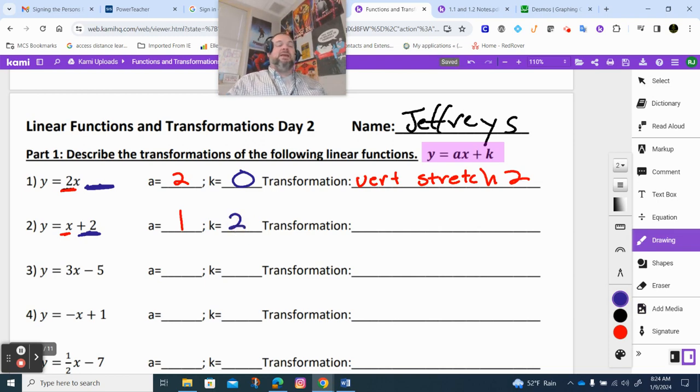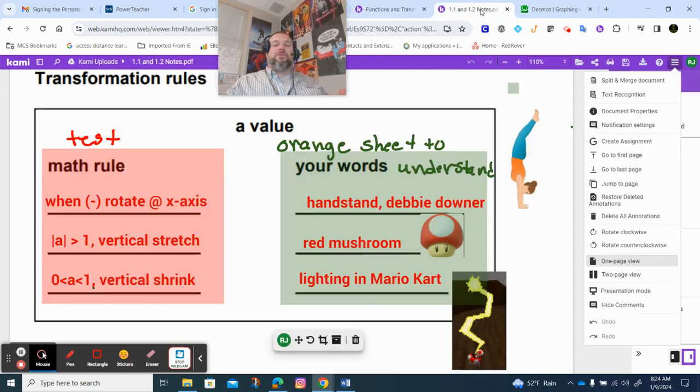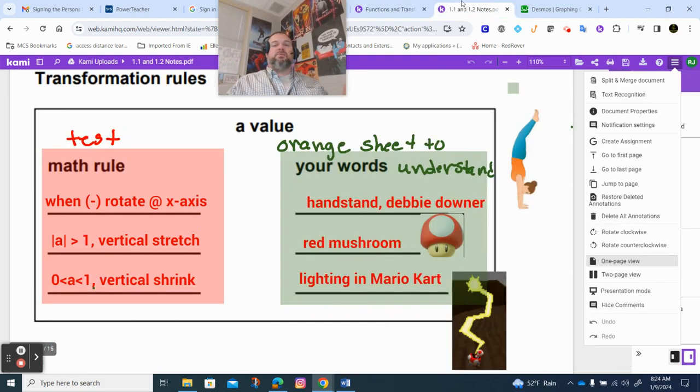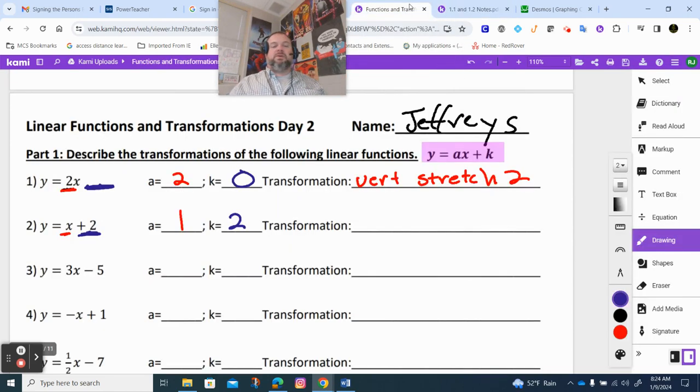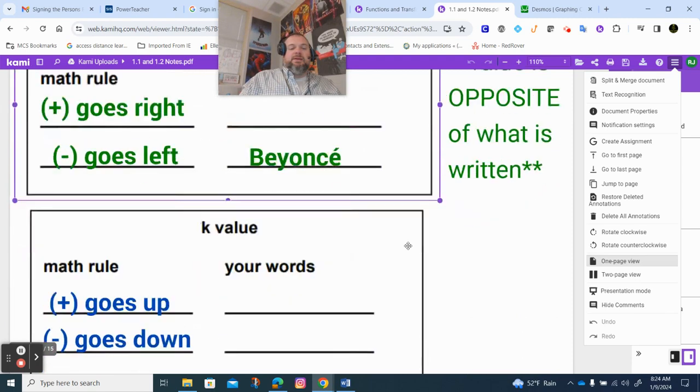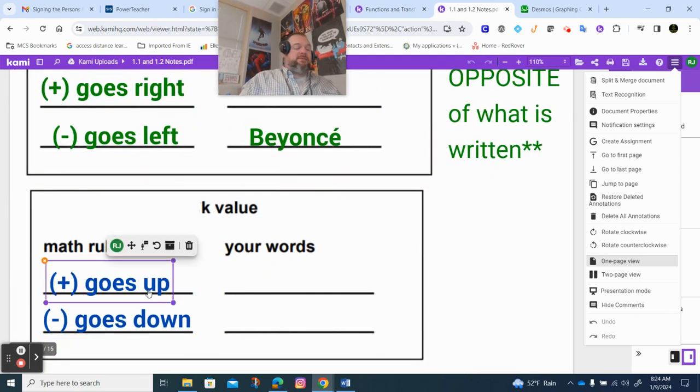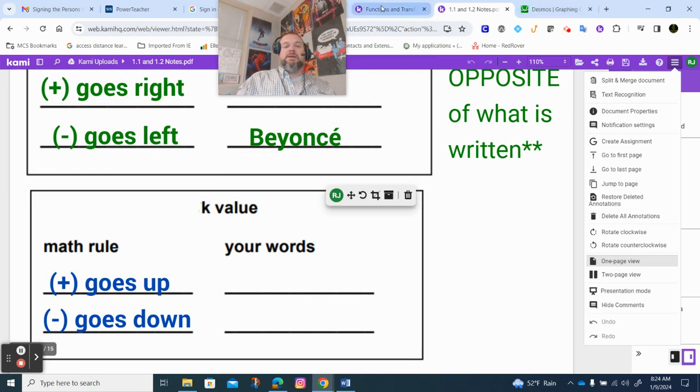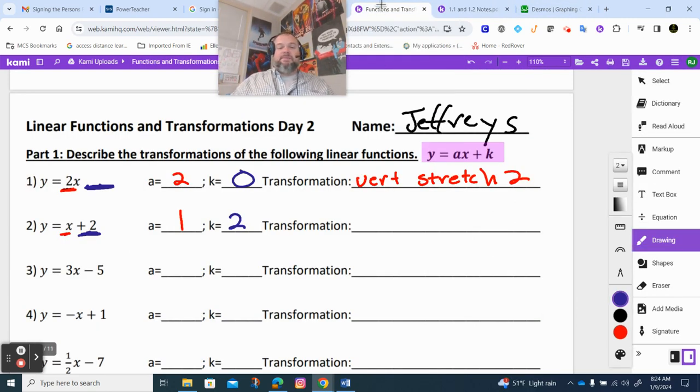All right. I don't have a rule for a when a is 1, so nothing happens to that. But I do for k. When k is positive, it goes up. So I'm going to say up 2.